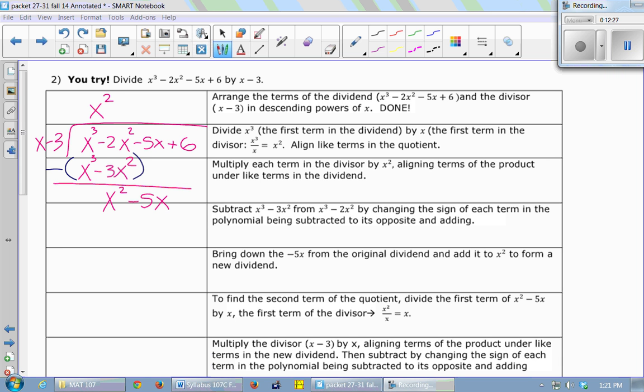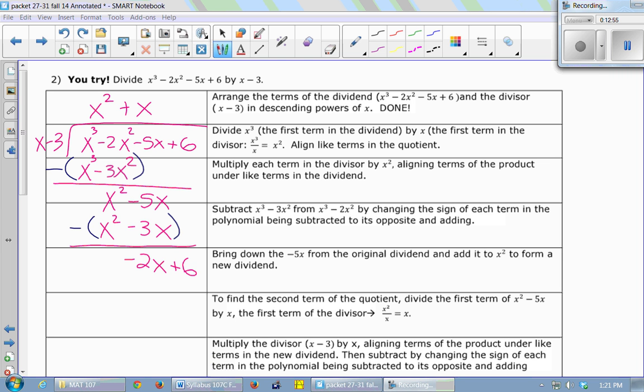And I start again. What do you multiply x by to make x squared? X. X times x is x squared. X times negative 3 is negative 3x. And I have to do my very careful subtraction, distributing a negative sign. X squared minus x squared is 0. Negative 5x minus negative 3x is negative 2x. Bring down my plus 6.